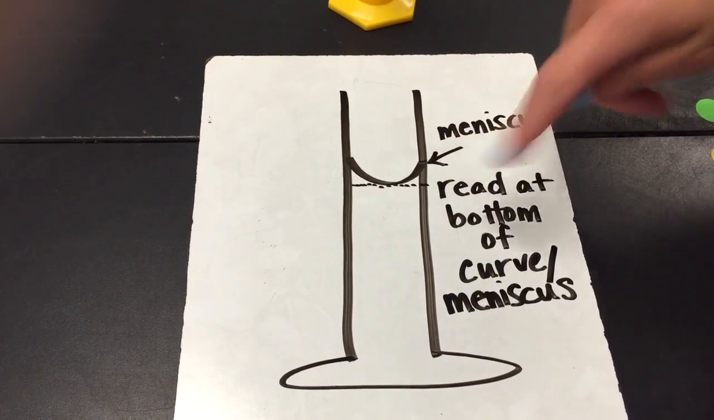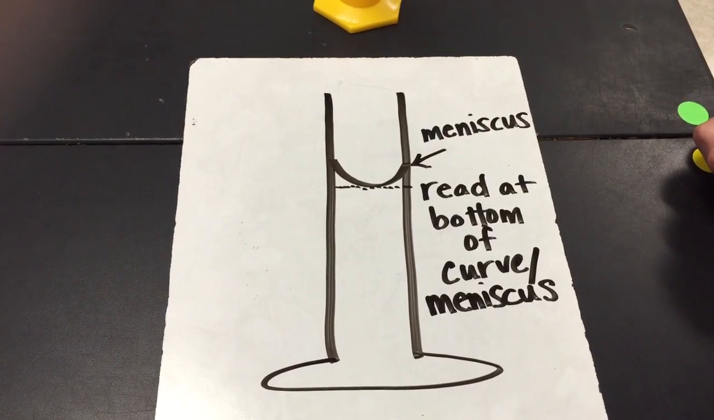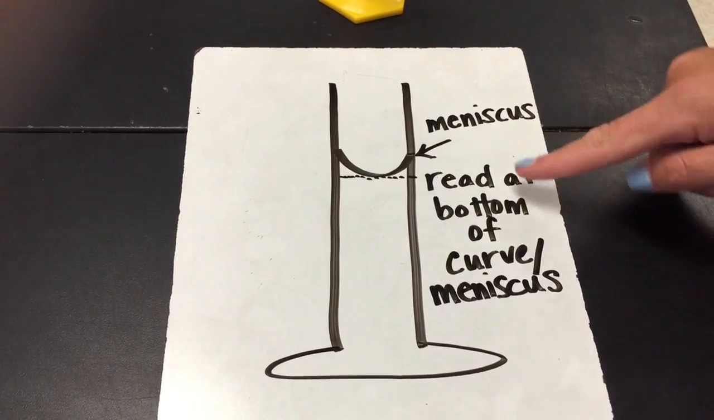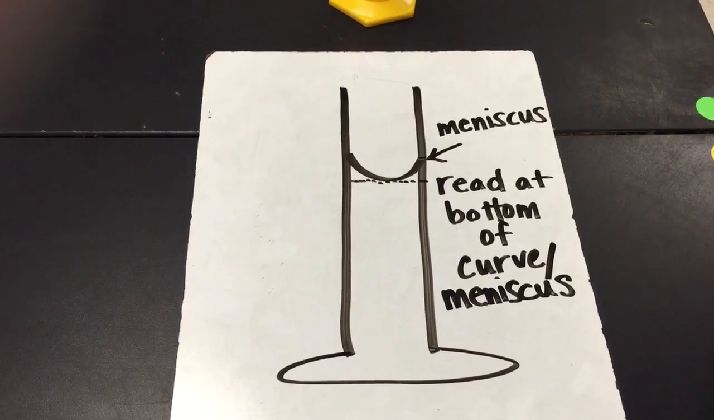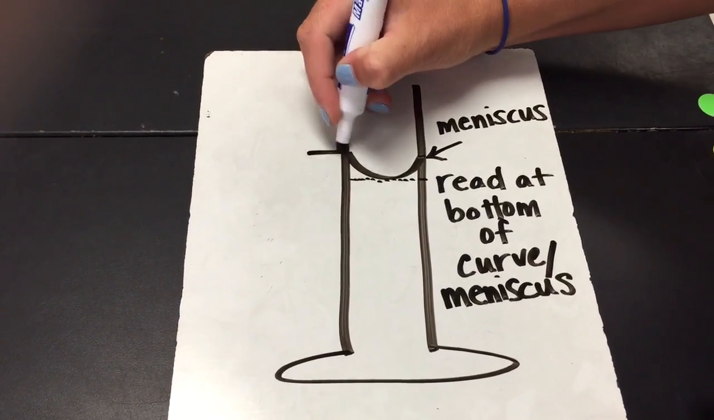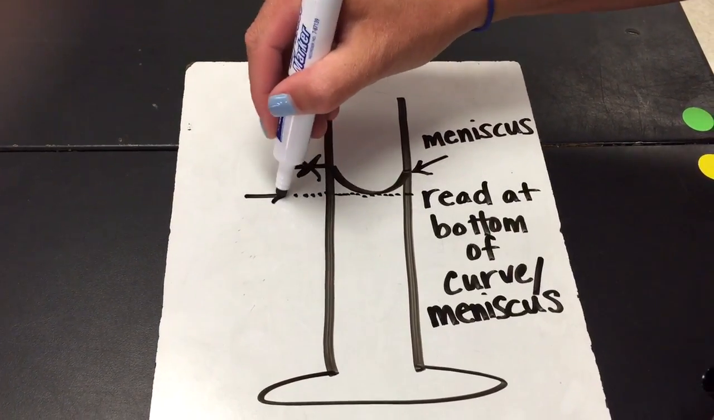So when we read a graduated cylinder, we're going to read at the bottom of that curve that the graduated cylinder makes. So the bottom of that curve, or we call it a meniscus, is where we're going to read. We are not going to read it up here. No, no, no. We're going to read it at the bottom of the curve down here.